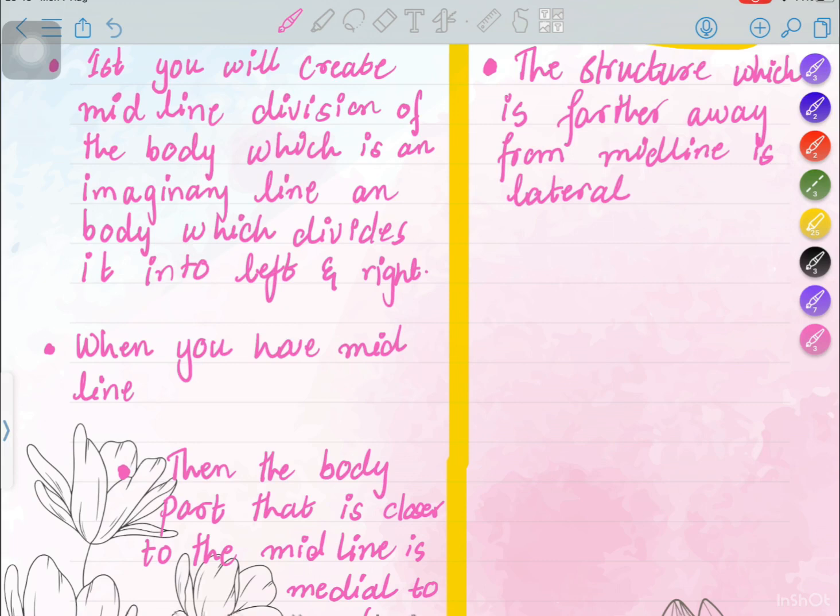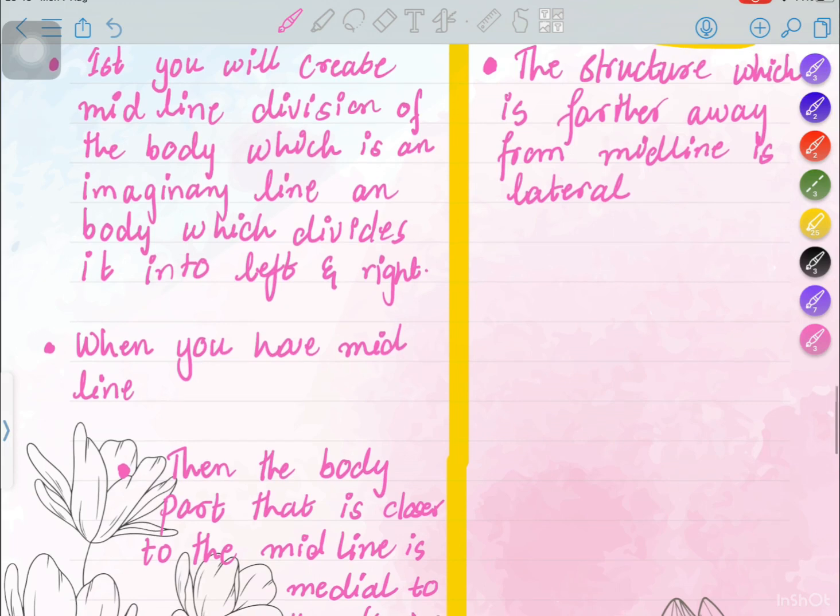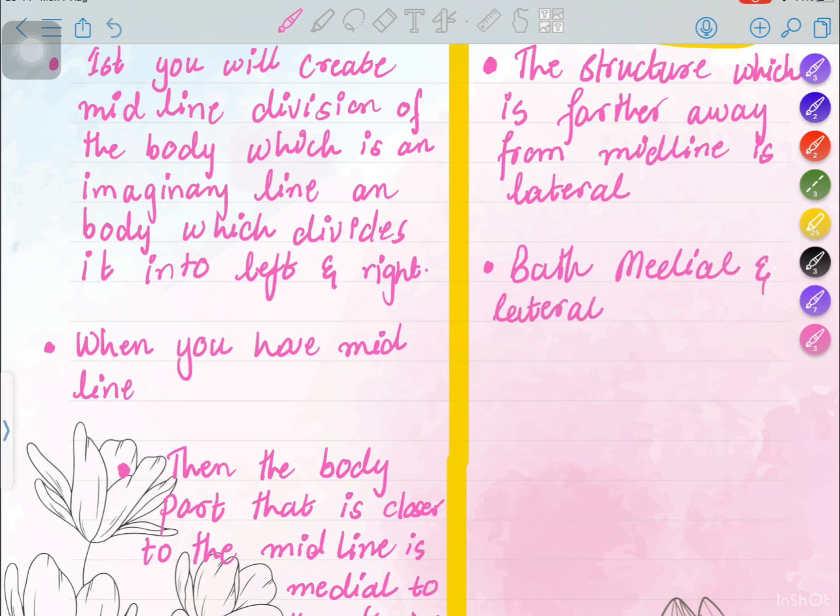And here's the example. Let's write an example so that it's easier for you. Both of them depend upon the side you are referring to. Again, the important point is that both medial and lateral depend upon the side you are referring to. To define them, first decide which side you are talking about, then it's going to be easier.